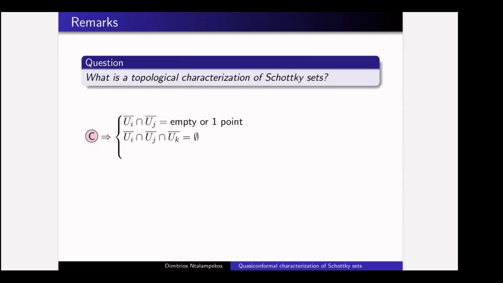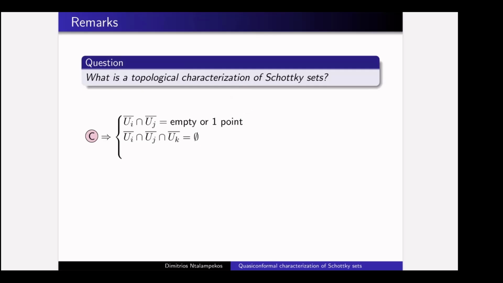Now, second, this is more subtle. If we have any three Jordan regions, the intersection of the three closures must be empty. Of course, if we look at disks, we cannot find three disjoint disks whose boundaries pass through the same point. So this is a natural condition.